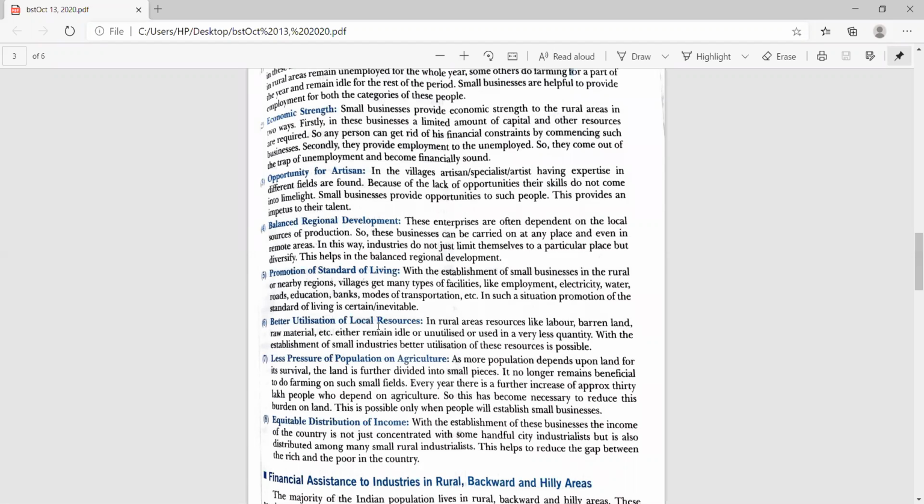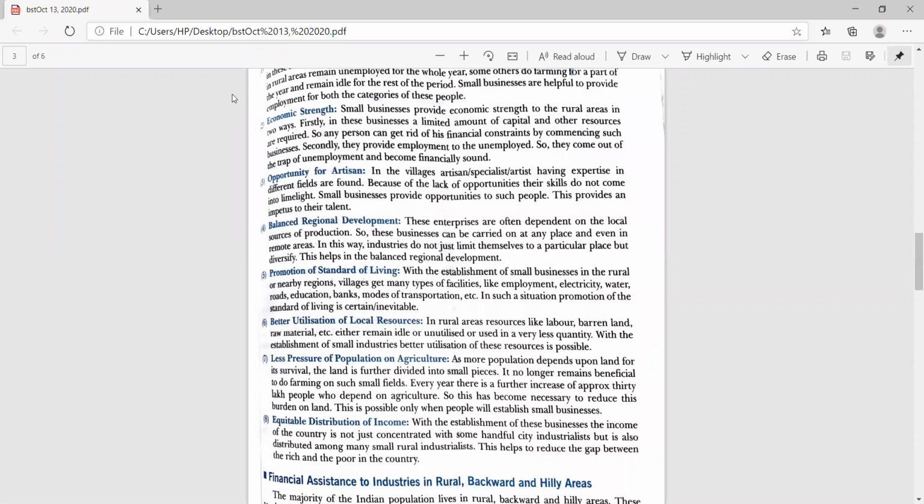Moreover, all the basic facilities to live, like electricity, water, road, education, bank, mode of transport, everything will be provided there. So what are these things? These things are helpful to increase or promote the standard of living of the people of that particular area. So in this way, small scale business also raises the standard of living of the people living there.